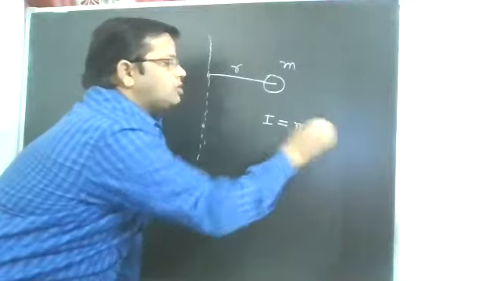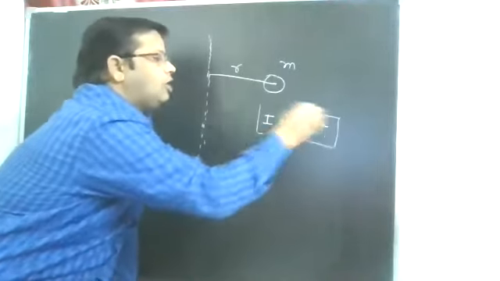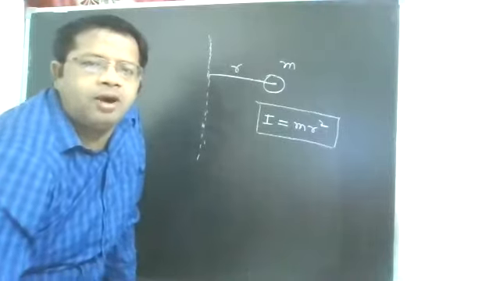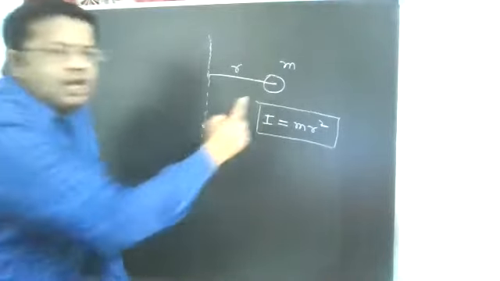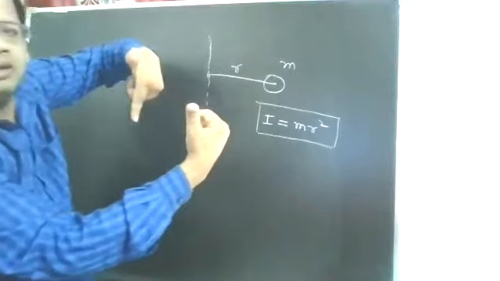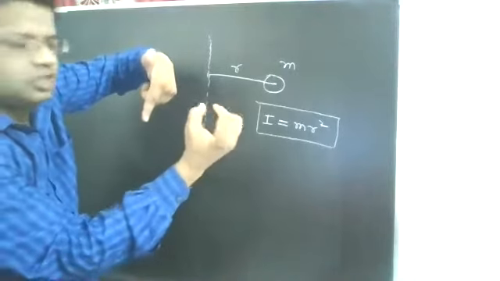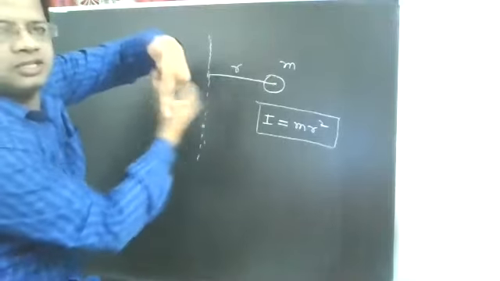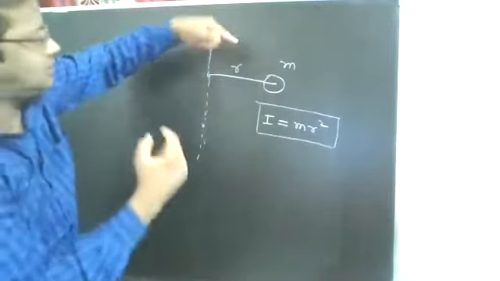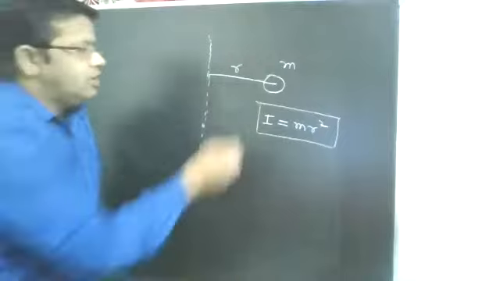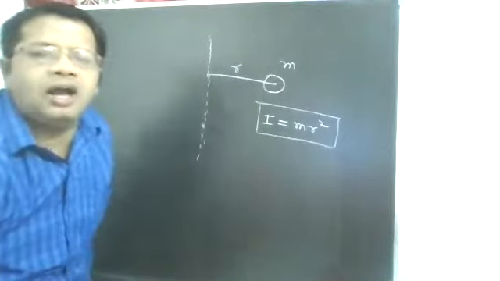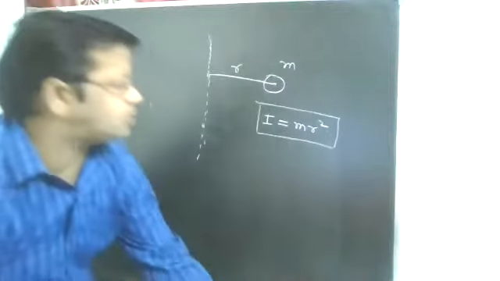The derivation of this part we have already discussed. Now here you concentrate on how to determine the moment of inertia of a body of mass m about an axis, where this mass is placed at a distance of r. It will rotate about this axis like this. This is the axis of rotation. So the moment of inertia of this body will be mr square.